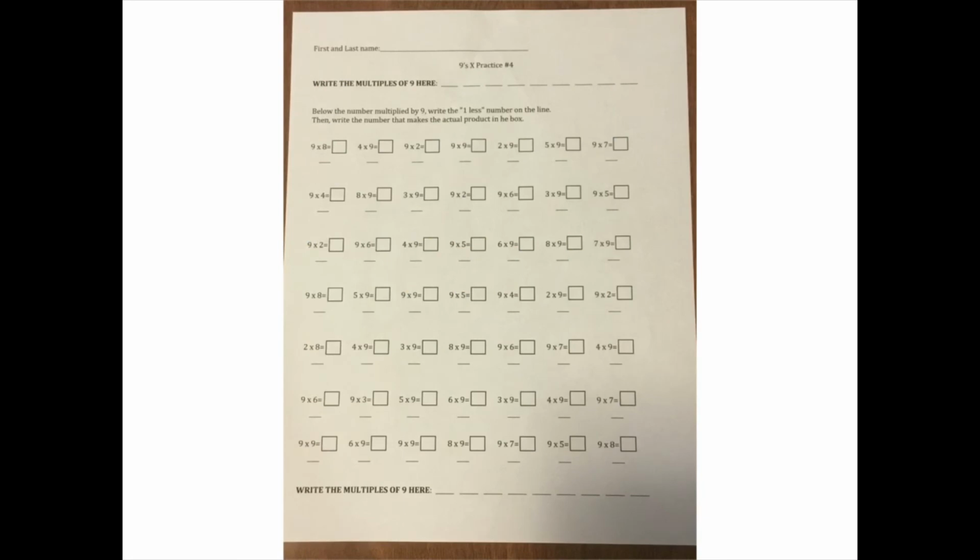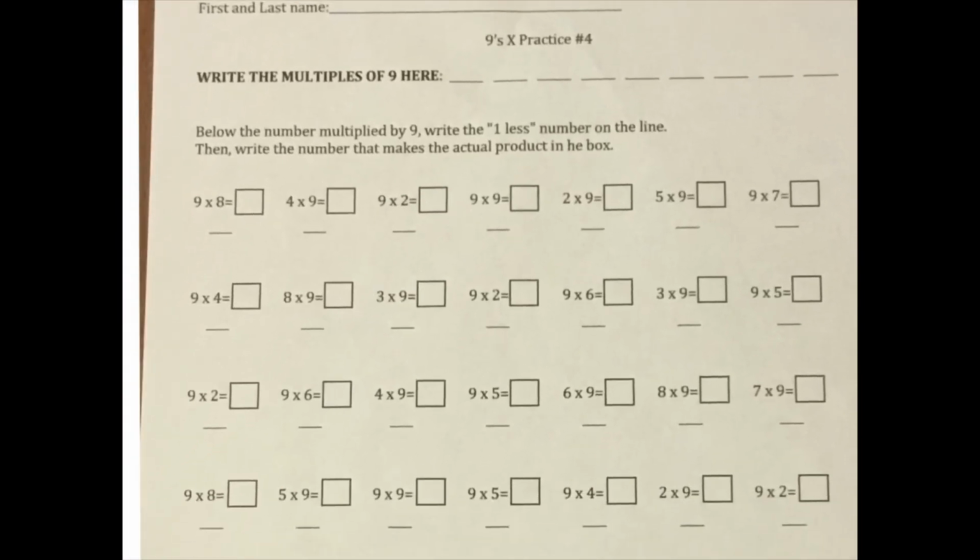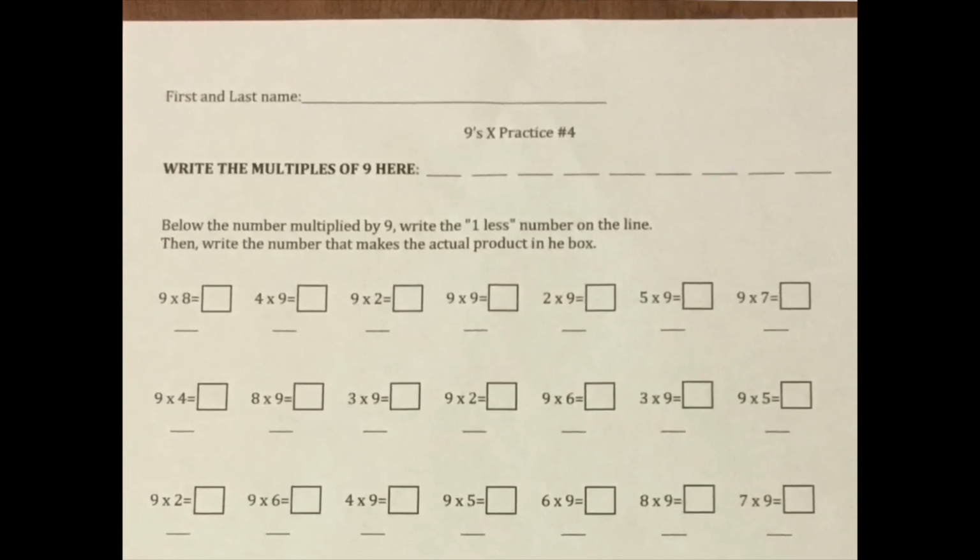Okay, next thing, we are working on our 9s. Let's see what you remember about those multiples. I'm going to zoom in so we can write the multiples of 9 together. While you are writing them, whisper, say them out loud with me. Ready? Go. 9, 18, 27, 36, 45, 54, 63, 72, 81.